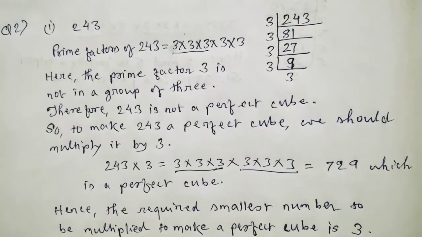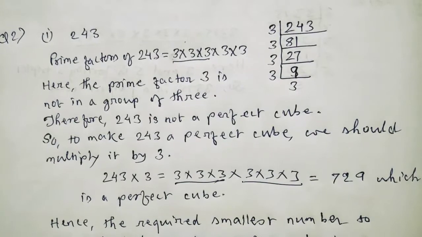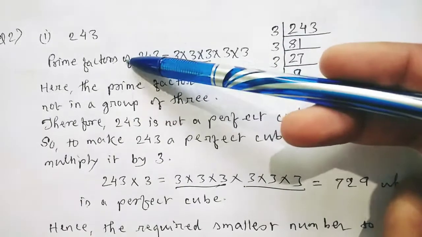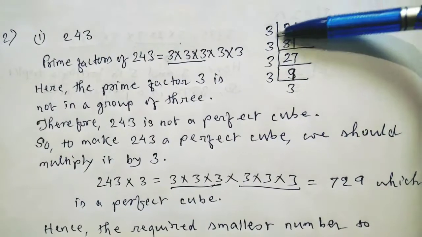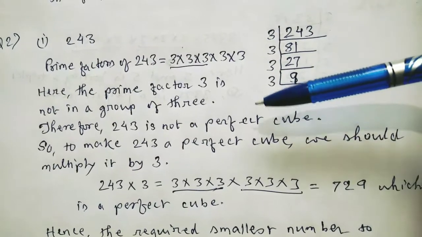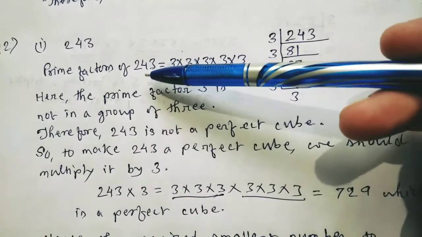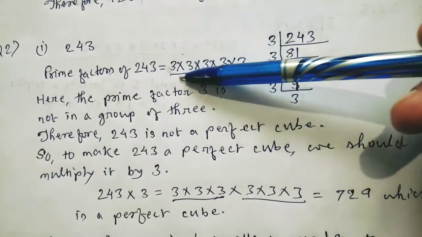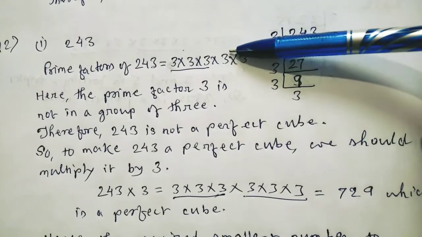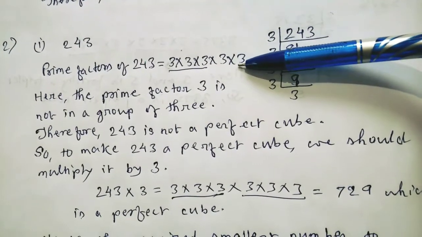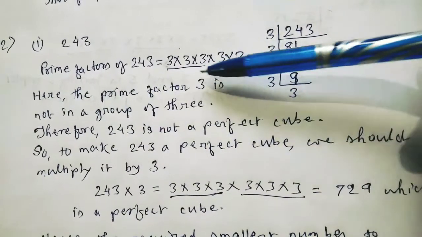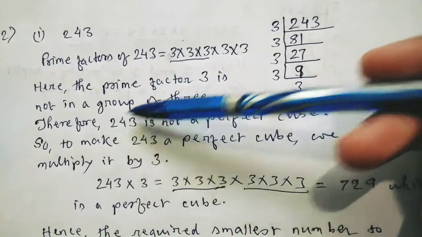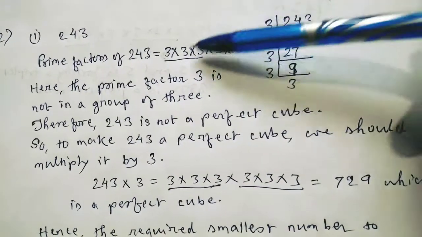Now students, all of you see here question number 2.1. You have to multiply which number to make 243 a perfect cube. So here you have to find out the prime factorization of this number, with the same steps that you followed in question number 1. Then write the prime factors of 243. It is 3 into 3 into 3 into 3. So these three 3's form a group of 3. But the remaining 3 is not in a group of 3. So the prime factor 3 is not in a group of 3. Therefore 243 is not a perfect cube.